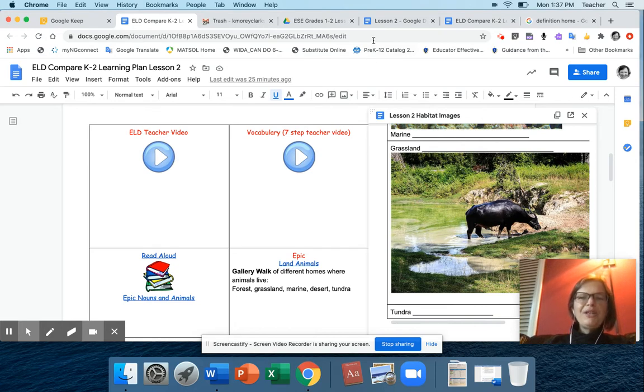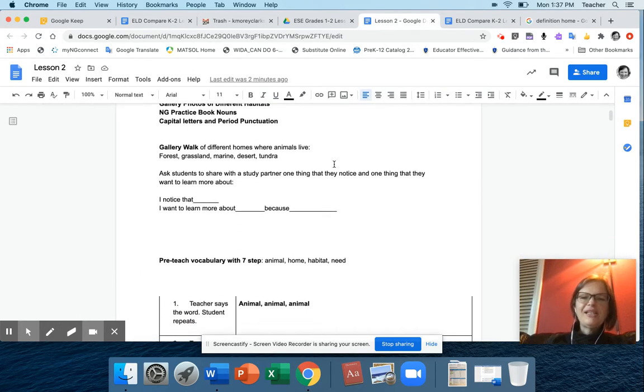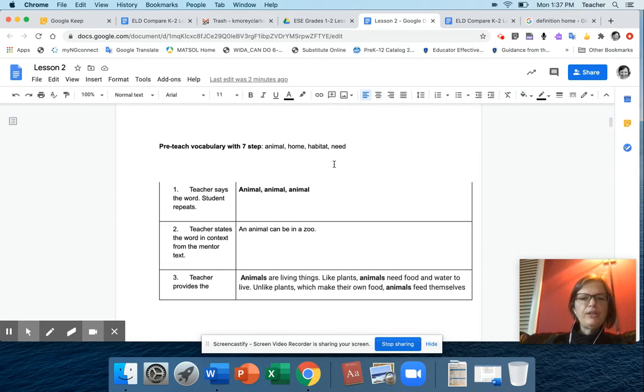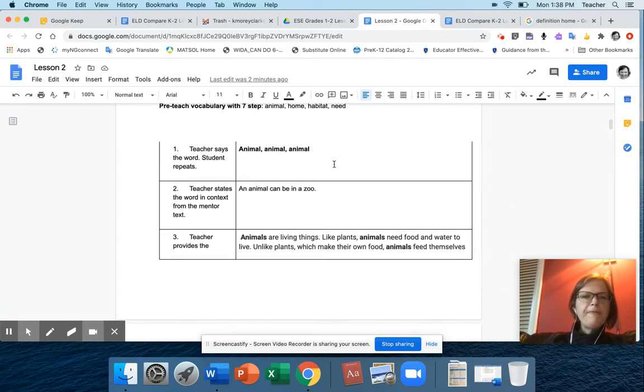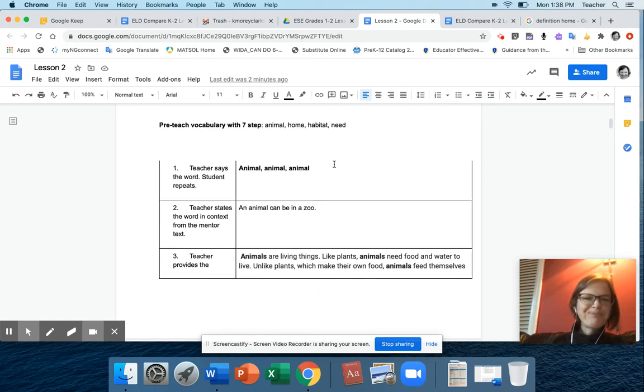Okay, what we're going to do is learn some different important words that are going to help us understand this lesson. And all these words are nouns. I'm going to talk about our 4 vocabulary words right now, which are animal, home, habitat, and need. And by the end of the lesson, we're going to use these nouns in order to write sentences, which is so exciting.